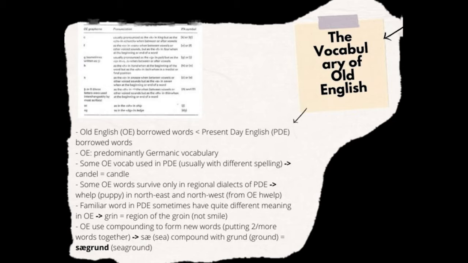There are also some Old English words that survive only in regional dialects of present-day English. For example, whelp. It also means puppy in the northeast and northwest. It came from the Old English word whelp.